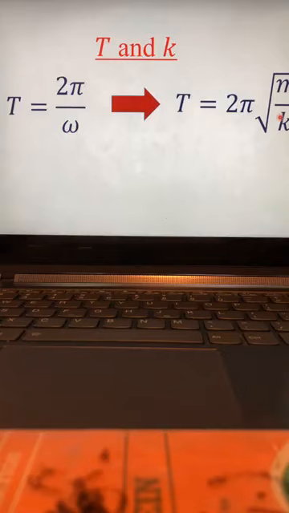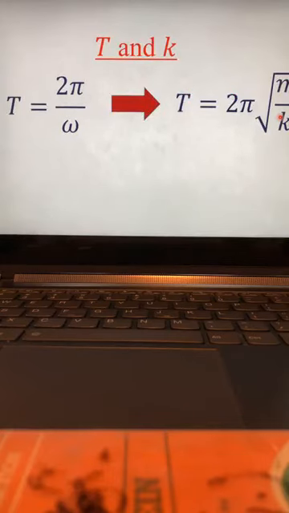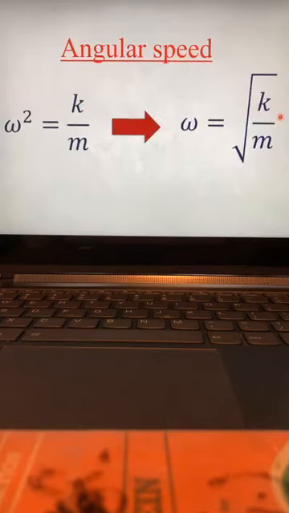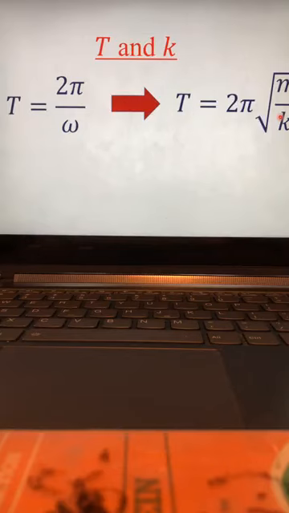So time period: in one complete oscillation, the total angle covered in a circular path is 2 pi radians, and if you divide by angular speed, that gives you the time period. We found omega in the previous slide: omega is equal to the square root of k over m. So if you substitute that, we can find the time period.